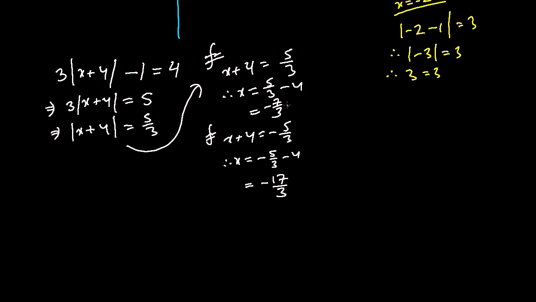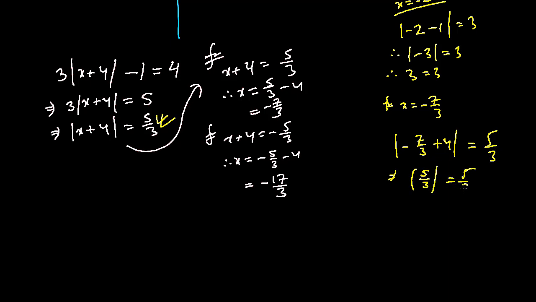That particular answer that does not make the equation true is known as an extraneous solution. Let's check this one. For x equals minus 7 by 3, we have the absolute value of minus 7 by 3 plus 4. Let's see whether it equals 5 by 3. So this is going to be 4 times 3 is 12, 12 minus 7 is 5. So this becomes 5 by 3. So we know that the absolute value of 5 by 3 is 5 by 3.